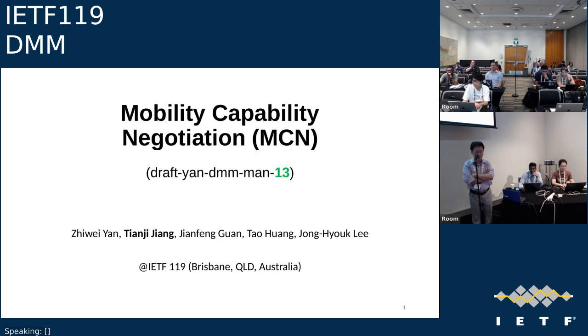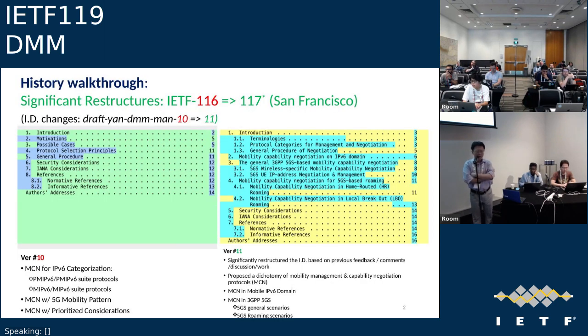This is another draft, on mobility capability negotiation. It's called MCN. This is a new revision. I'll try to give some history, because versions 10 and 11 have been presented. One was in Yokohama for 116, and the other in San Francisco for 117.